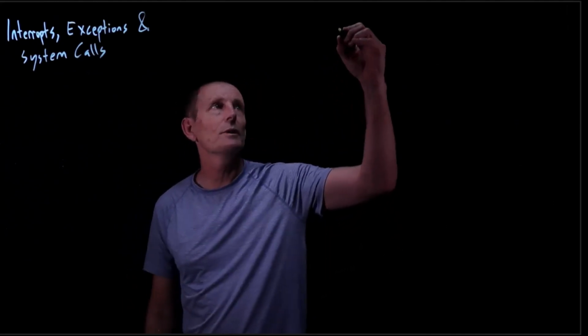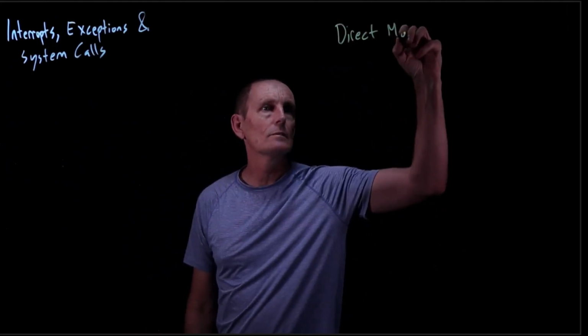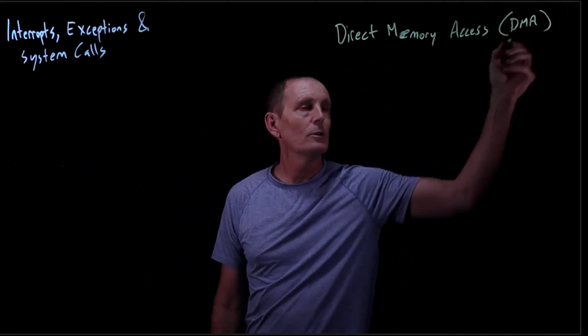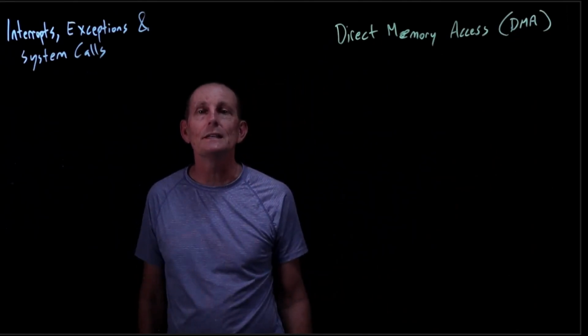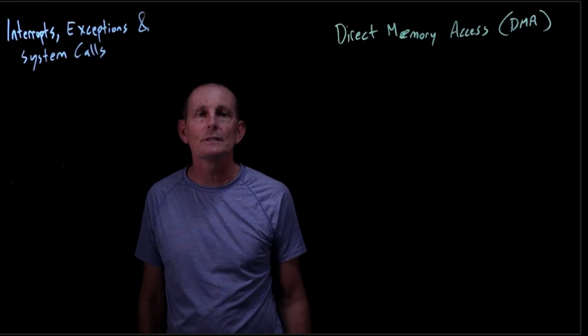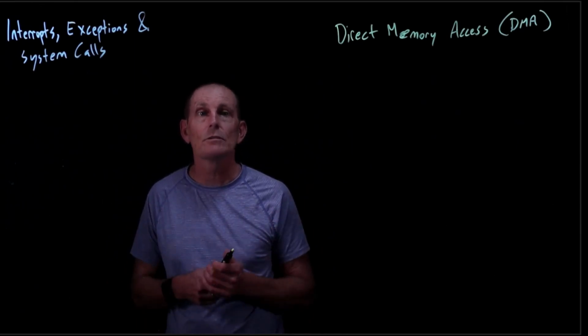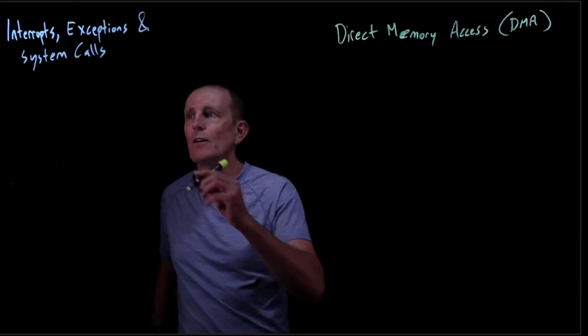And we have something called direct memory access, which we normally refer to as DMA. Let's say we're trying to read from a disk. So we want to read a block from a disk. Or actually, we want to read a bunch of blocks from a disk. Without DMA, here's how that would work.